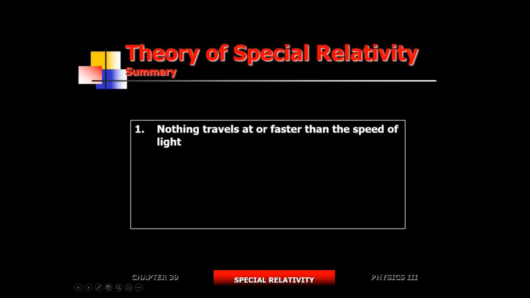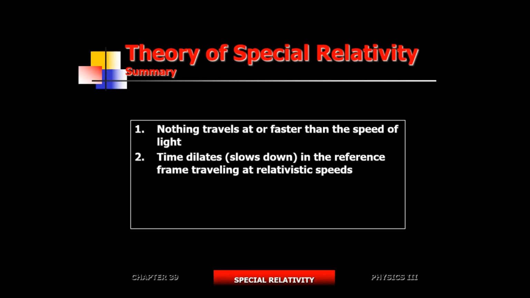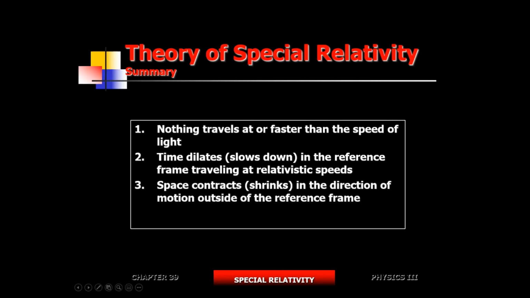So the conclusion is nothing with mass travels at or faster than the speed of light. Of course, light travels at the speed of light. Time is going to dilate or slow down for an object moving at light speed. And space is going to contract only outside of your reference frame while you're moving near light speed. And mass is a form of energy. That's it. The only one that required correction is the first one.